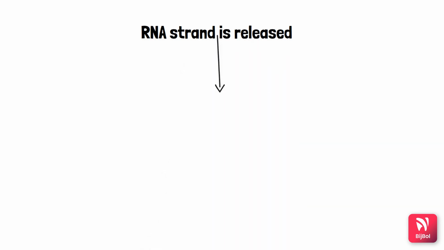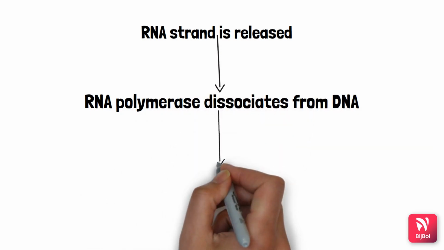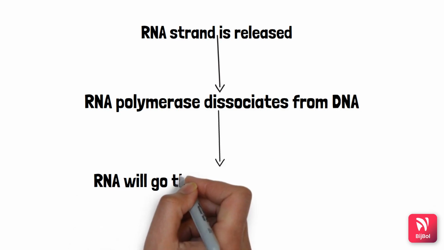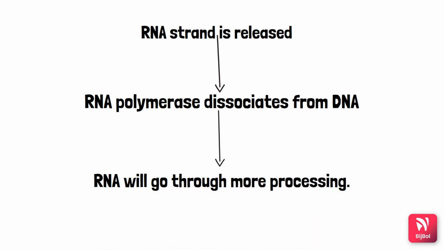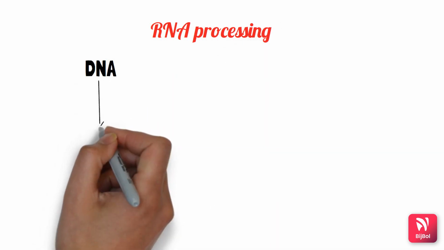After the transcription is stopped, the RNA strand is released. And what happens to the RNA polymerase? It dissociates from the DNA. And finally the RNA strand which is released will go through more processing. So the released RNA undergoes RNA processing. Let us know what this RNA processing is.